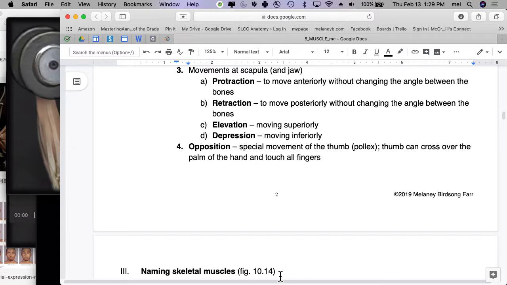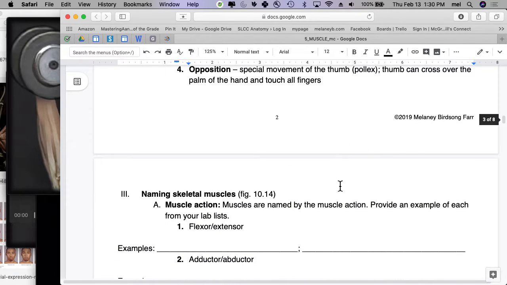The scapula is always a little harder for people to see. So when you look at the actions, when you're actually in lab, try to figure out how the mechanics work for protraction, retraction, elevation, depression. Okay. And then last action, and then we'll practice a little bit with actions, is opposition. And opposition is really this special activity that happens at our thumbs.